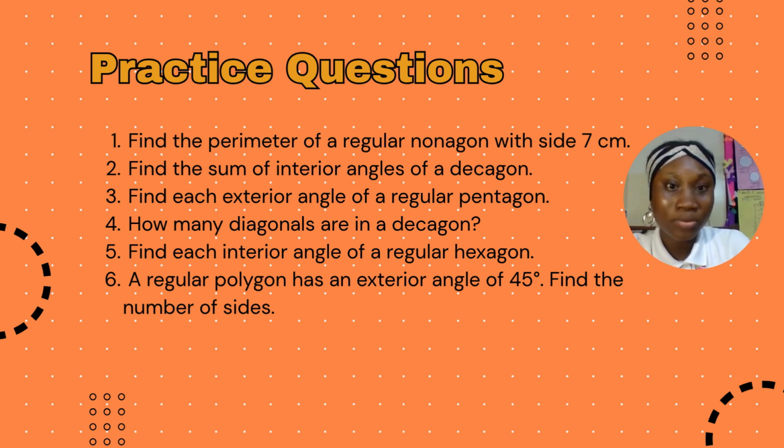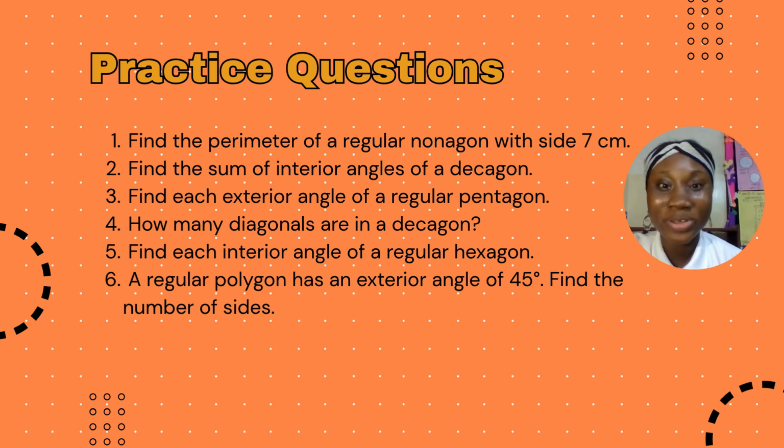Find each exterior angle of a regular pentagon. You know the formula to find the exterior angles in a regular polygon. So follow that formula. Pentagon has 5 sides, by the way. How many diagonals are in a decagon? Use the formula for the number of diagonals. So check that out. Decagon has 10 sides. Then find each interior angle of a regular hexagon. Hexagon has 6 sides. Then you know the formula to use to find each interior angle in a hexagon.